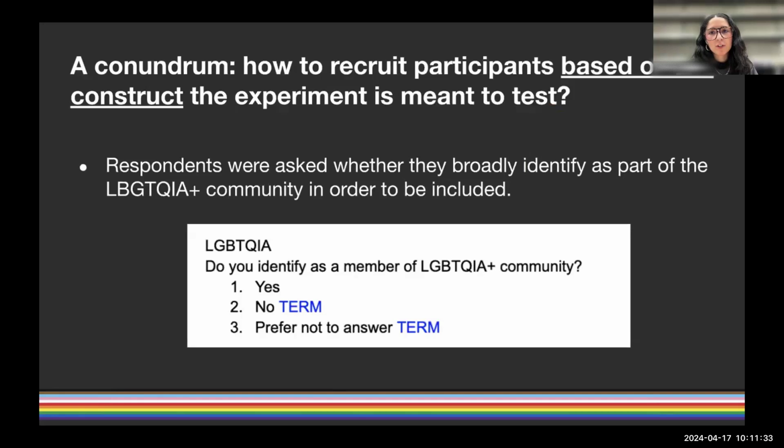So the first challenge in constructing this experiment is, how do you admit people into a survey based on criteria that you are planning to then expose them to as part of your experimental design? How we accommodated this challenge was basically to ask broadly, do you identify as a member of the LGBTQIA plus community? If you selected yes, then you were admitted into the survey. If you selected no or preferred not to answer, you were not. So this compensated for the challenge of not exposing respondents to specific experimental arms before they actually entered the survey.